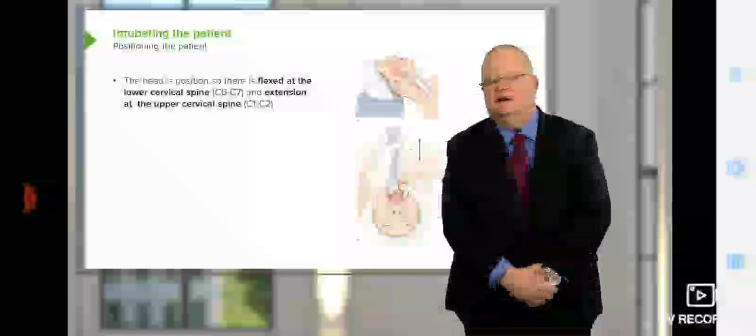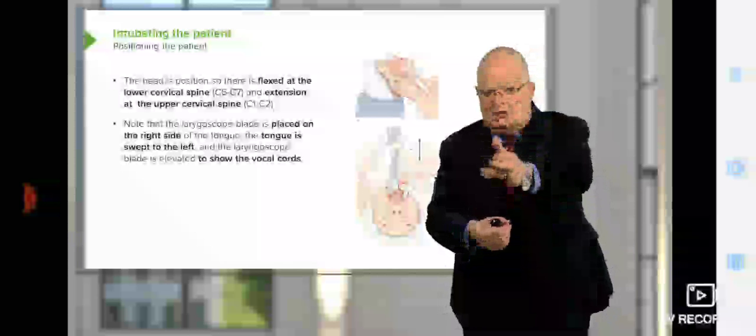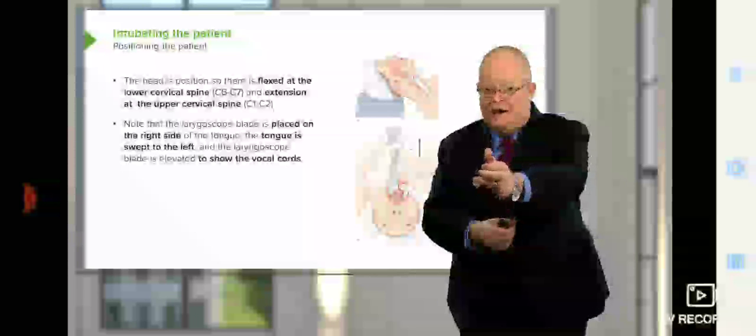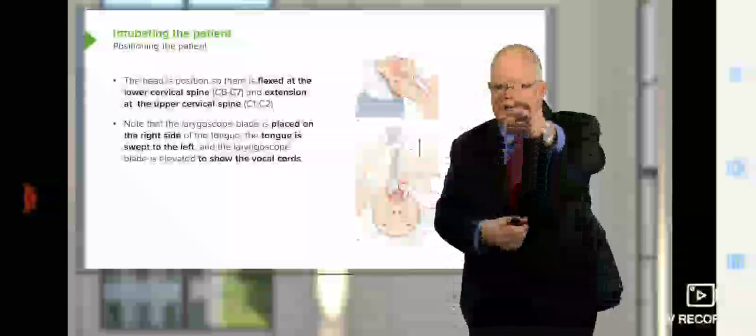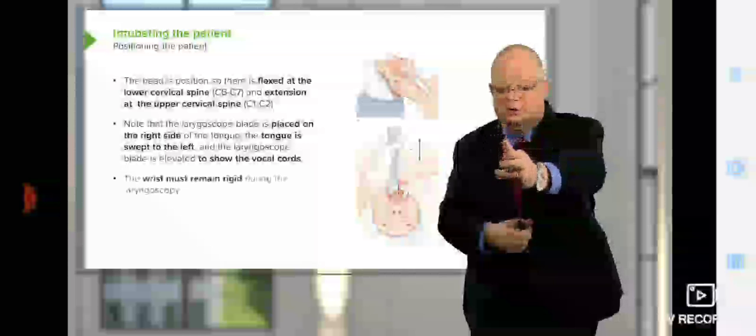The laryngoscope is placed on the right side of the mouth, avoiding touching the teeth. It pulls the tongue to the midline and it's lifted. Never, ever do you turn your wrist when you're doing this.